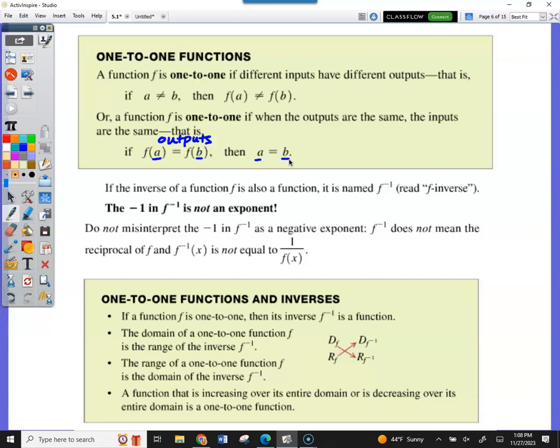By the way, here's where I am reminding you of the notation for inverse. It's the little -1. Don't misinterpret that as the -1 exponent that tells you to move it to the bottom. That is not the case. All right, so come down here and look at this box.